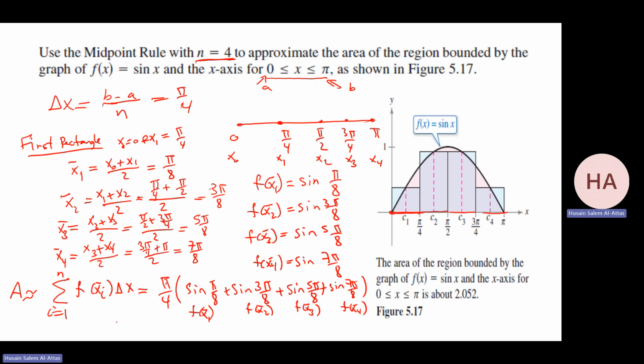Do the calculations. I think you need the calculator. That would be this, which is this value. But the idea is very clear, I think. This first rectangle, I did it in details. This is the first rectangle, this is the second rectangle, this is the third rectangle, this is the fourth rectangle. I need the point in the middle. That's the midpoint formula.